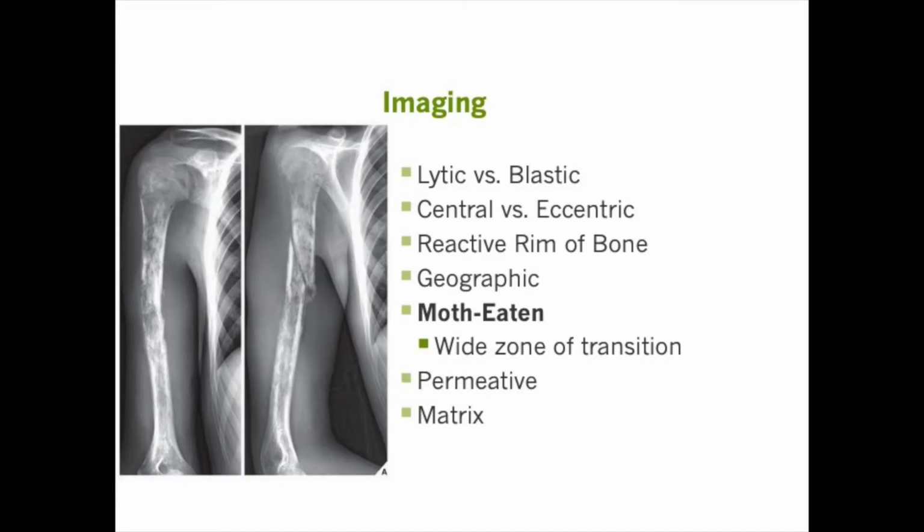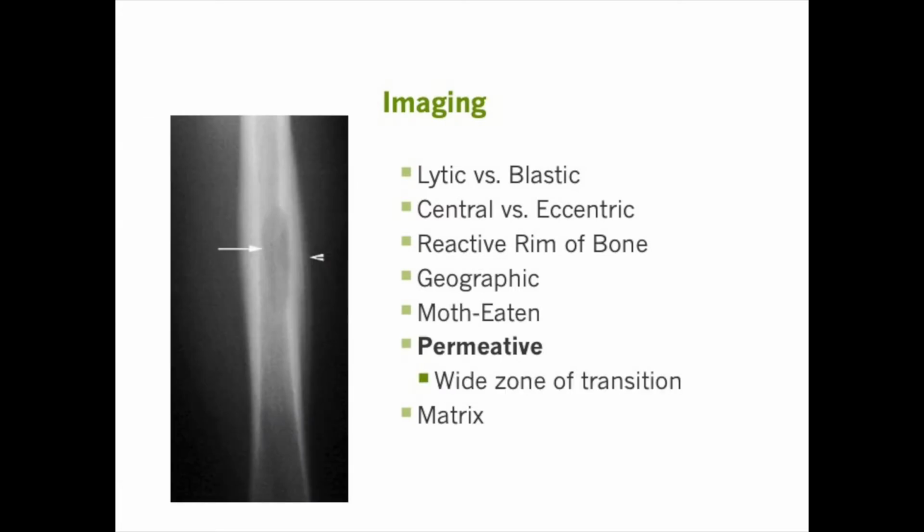Moth-eaten, however, is a wide zone of transition. Although you can clearly see the abnormal bone here and the moth-eaten characteristic of it, how it looks like an old tattered piece of cloth, what you have here is a very wide zone of transition. You can't tell exactly where the abnormal bone ends and normal bone begins.